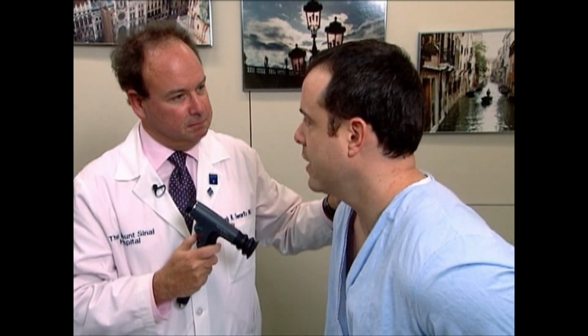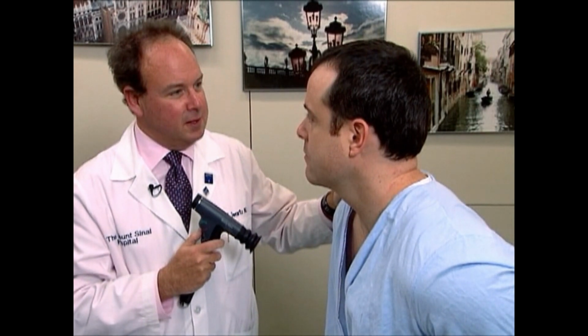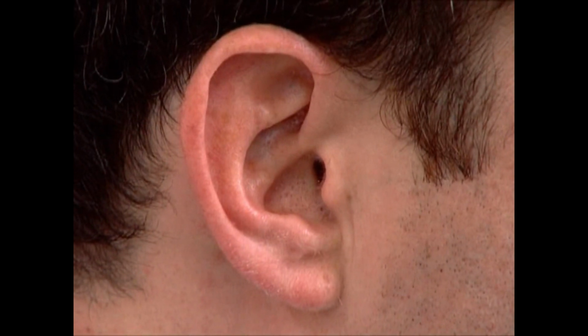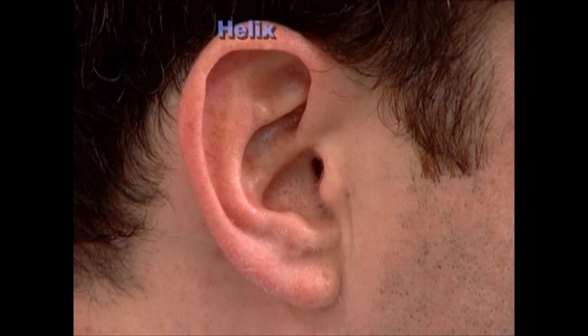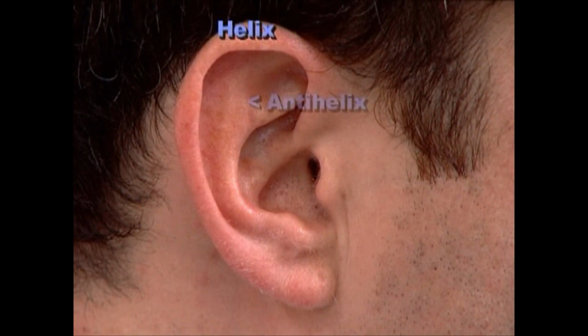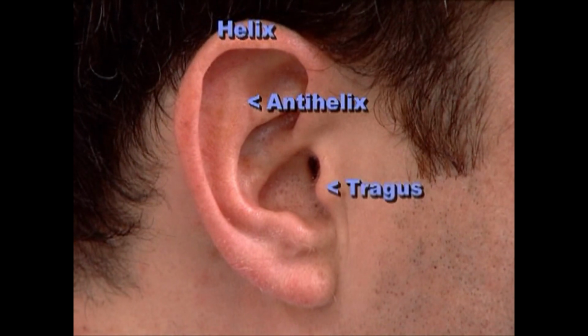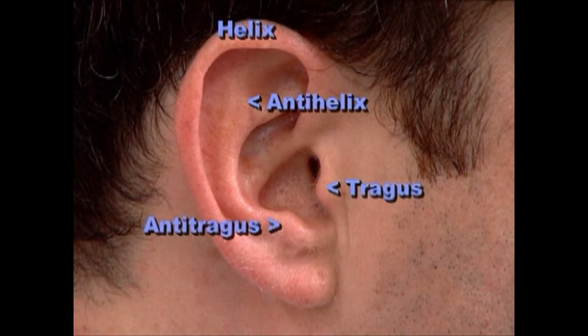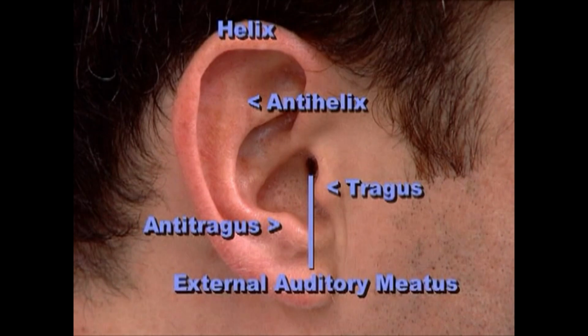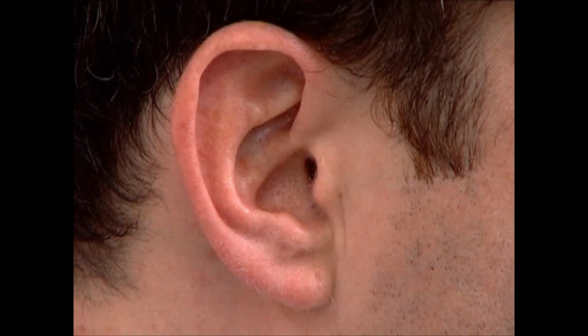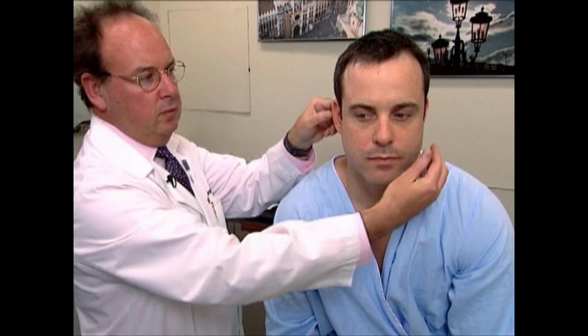How are you feeling? Okay, we're now going to proceed to the examination of the ear. The first part of the examination of the ears is inspection of the external ear. One looks at the external ear and notices the helix, the antihelix, the tragus, the antitragus, and the external auditory canal. We want to palpate also.